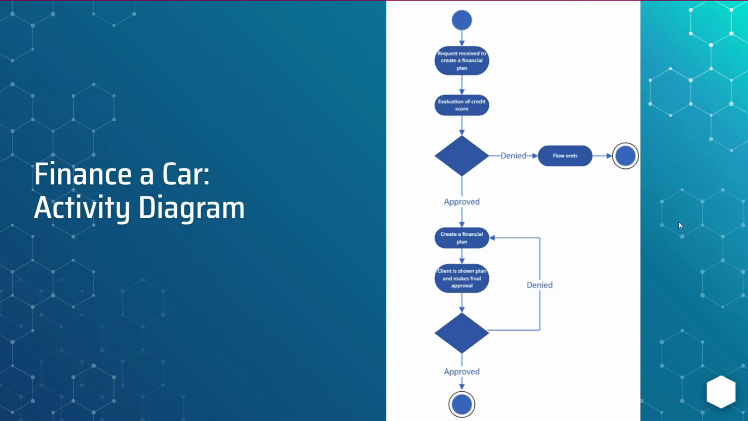And then this diagram here lays out these flow events. It starts at the top when the request is received to create a financial plan. Then we see our first diamond, which is reliant on the manager's approval. Based on the approval or denial, the flow continues down to the second diamond, where it's then in the hands of the client to approve or deny the plan. And if both get approved, then we hit the end of the flow.